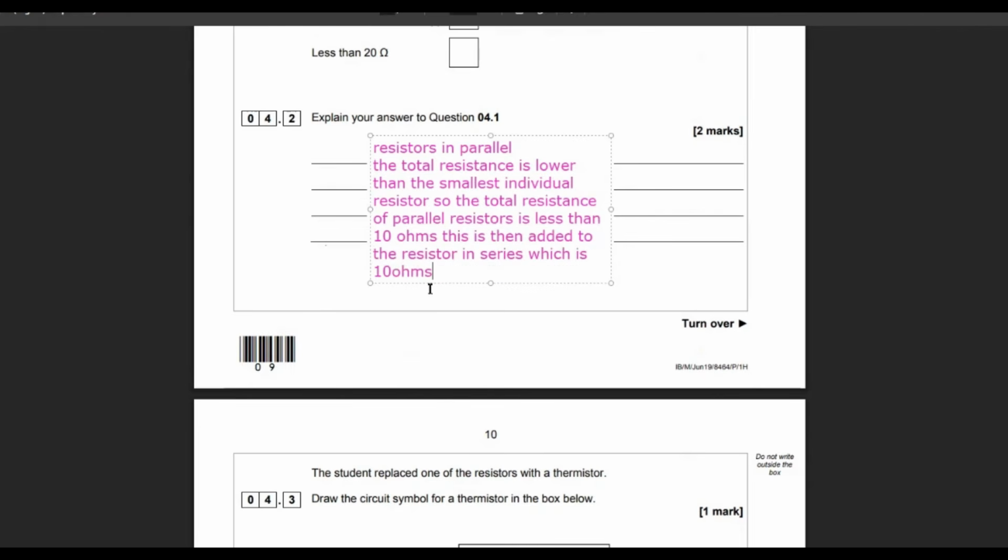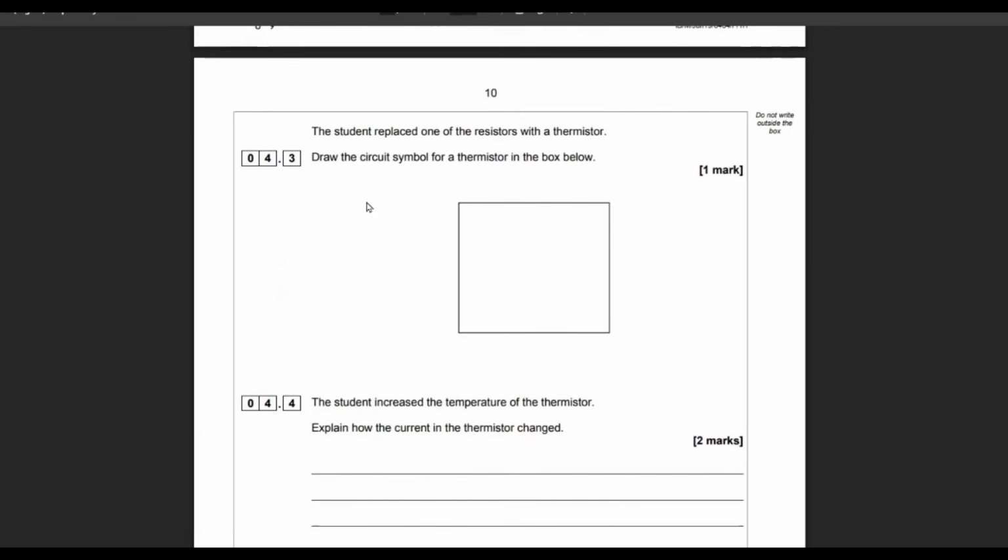I think I've explained that, so it must be less than 20. Anywho, I think the main bit there is just that for resistors in parallel, the total resistance is smaller than the individual resistors, and that will get you the marks. So they're just checking you knew the rule and you didn't guess it, which is pretty mean.